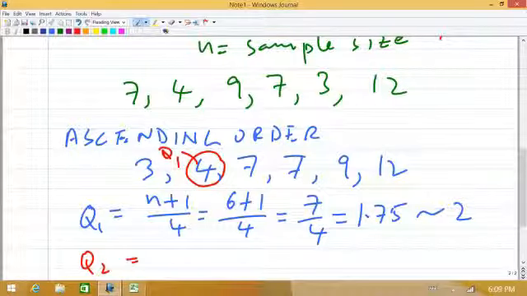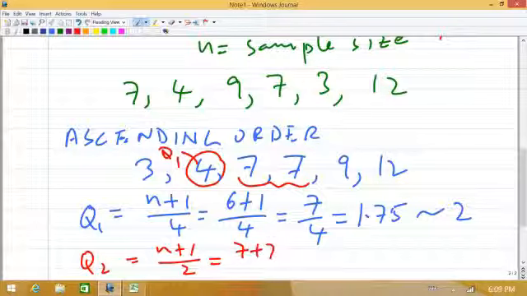Q2 in this case would be (n plus 1) divided by 2, which is also the median, and we know the median is right here. So 7 plus 7 divided by 2 is essentially 7. So that's our median.